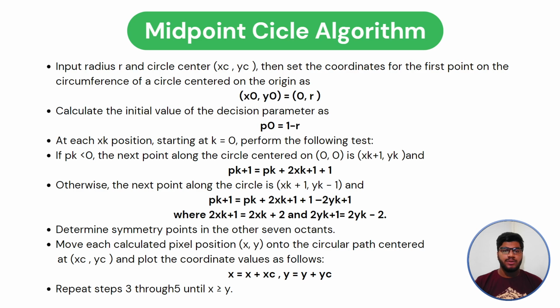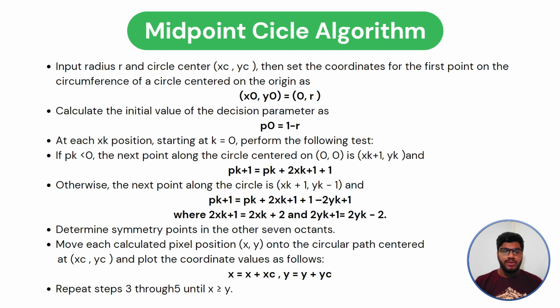Now let us discuss the midpoint circle algorithm. This algorithm is used to generate the circle. Input the radius r and the circle center (xc, yc), then set the coordinates for the first point on the circumference of the circle centered on the origin as (x0, y0) = (0, r). Calculate the initial value of the decision parameter as p0 = 1 − r. At each xk position, starting at k = 0, perform the following test.